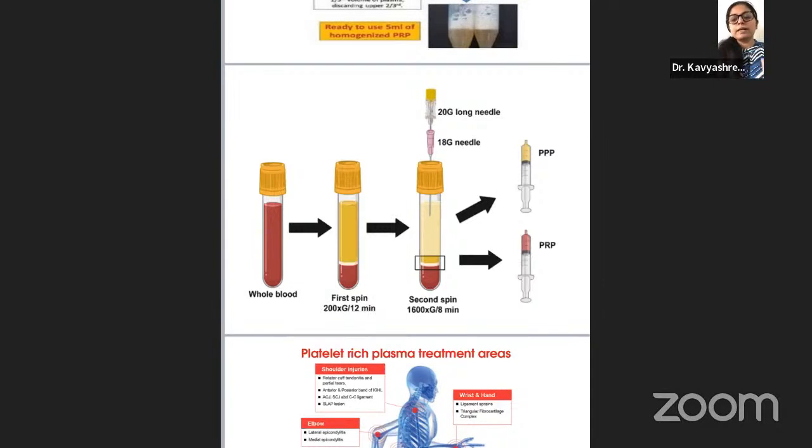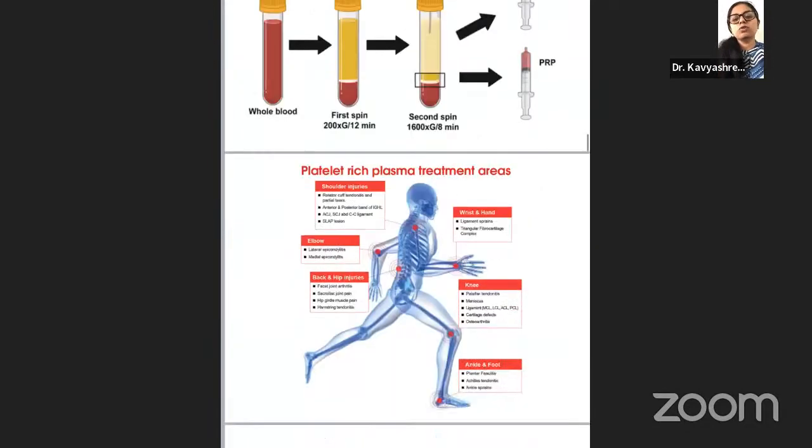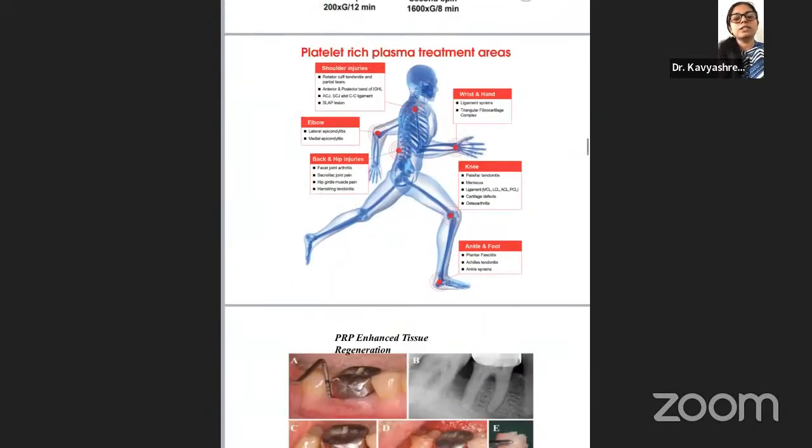Now we have obtained the PRP, which can be injected to the required site. For example, if there is any destruction of the bone, or any bone augmentation procedures, we can fill this liquid, and we can see the wound closure, progression and regeneration.